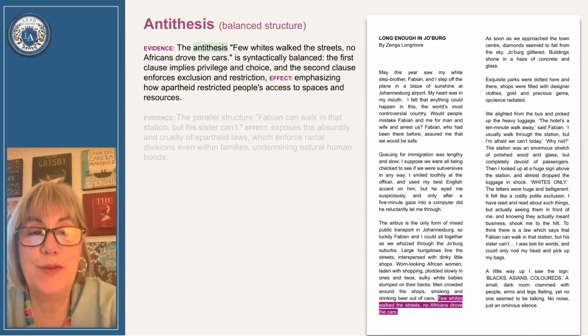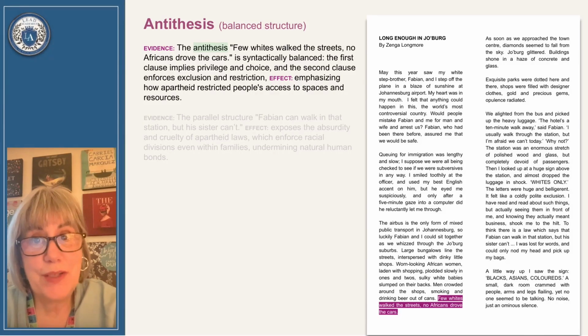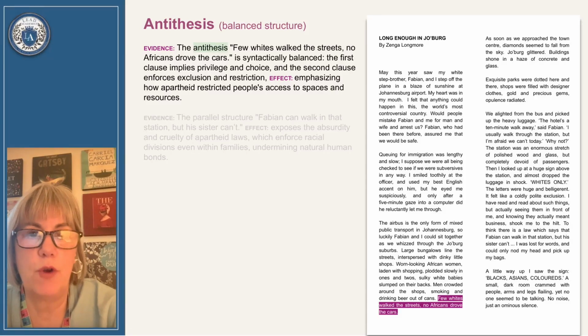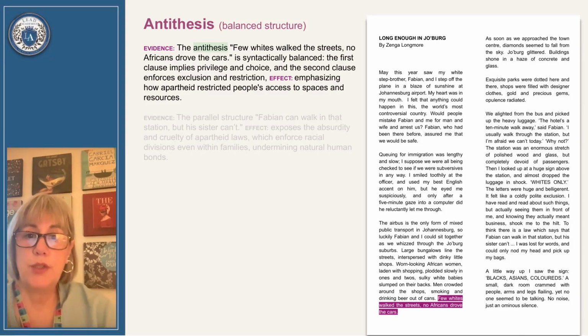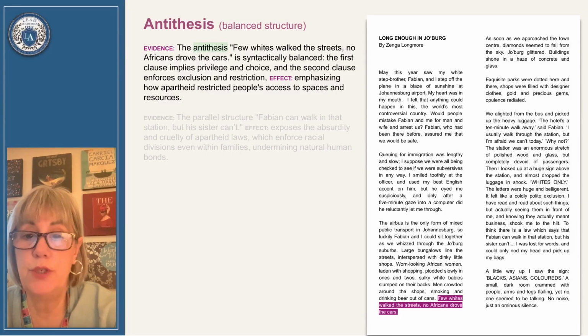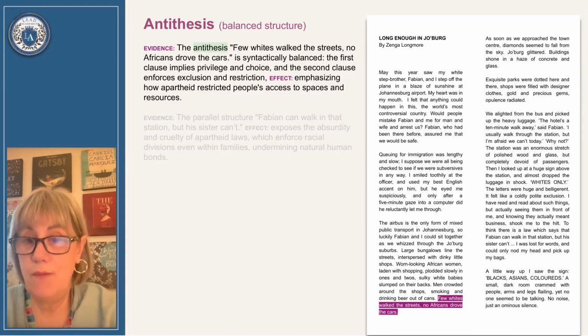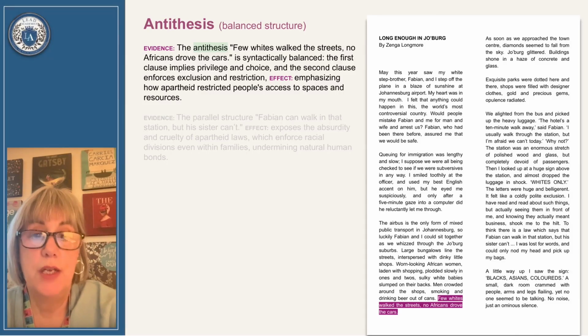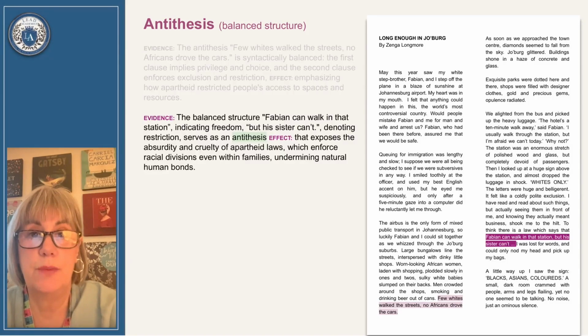All right, let's move on to antithesis. Like juxtaposition, it presents two contrasting ideas side by side, but it does it through a balanced structure. The antithesis, few whites walked the streets, no Africans drove the cars, is syntactically balanced. The first clause implies privilege and choice, and the second clause enforces exclusion and restriction, emphasizing how apartheid restricts people's access to spaces and resources.